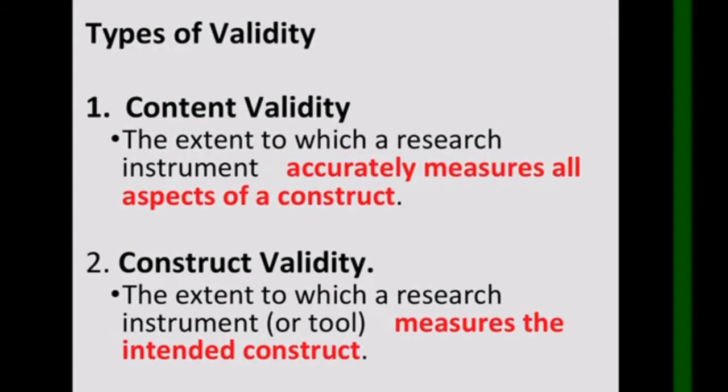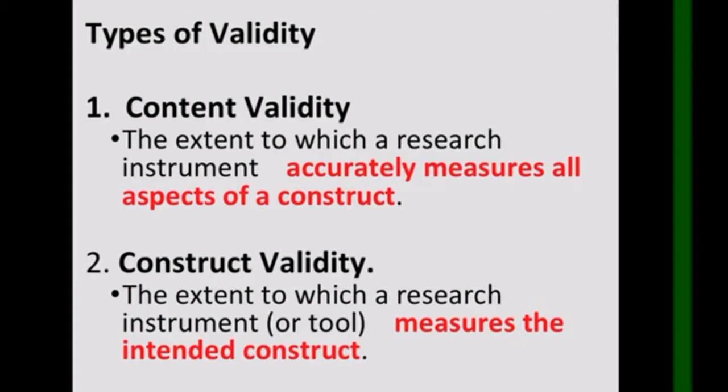There are different types of validity. The first one is what we call the content validity, the extent to which a research instrument accurately measures all aspects of the construct. The second is the construct validity, the extent to which a research instrument or tool measures the intended construct. Okay, so pag sabing content, ang mini-measure nito yung aspect nung kanyang construct, no? While kapag construct validity, mini-measure nito yung intended construct naman.